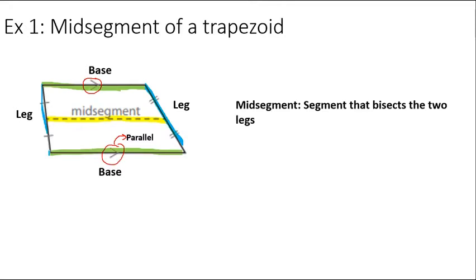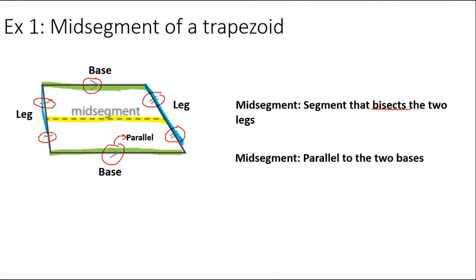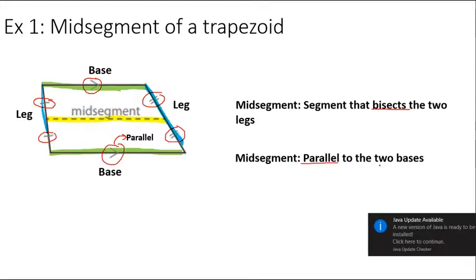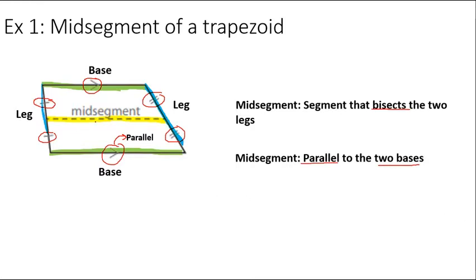Okay, now what the midsegment does is it bisects the two legs. So that means that it cuts it in half. So that's why there's these two, and then this one has one because it cuts it in half. Remember, that's what the word bisect means. Another thing is the midsegment is also parallel to the two bases. So that means that this line, you can also put another arrow on that.